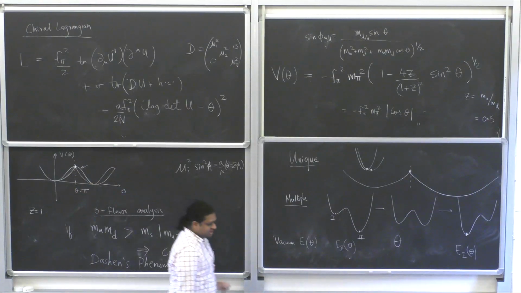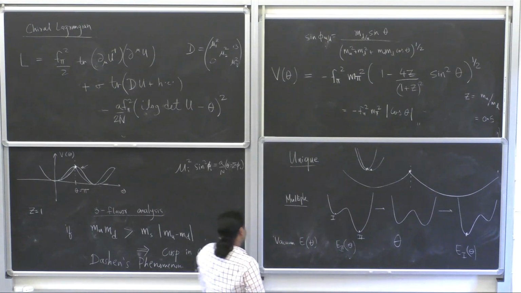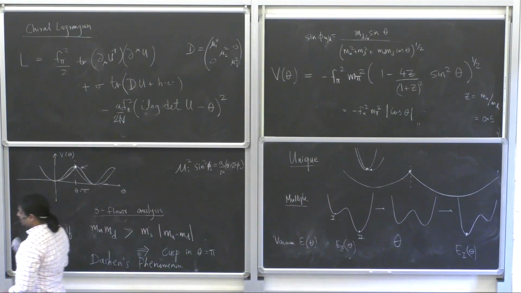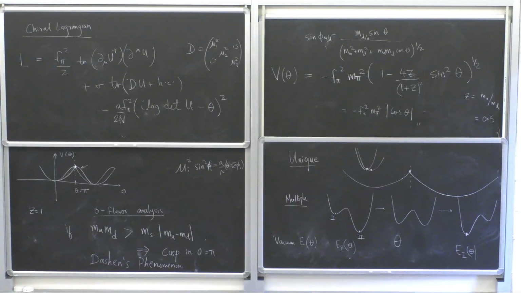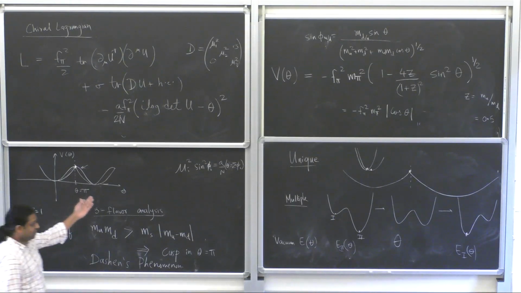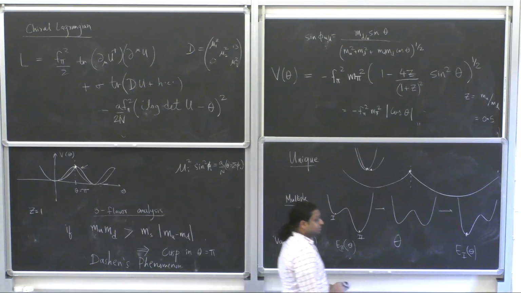In the standard model, there's a unique solution for the parameters we have, but the cusp is a generic feature whenever you have multiple solutions for the equations of motion. Okay. Question?